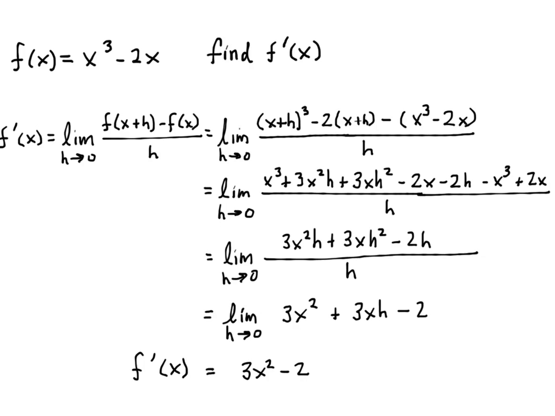Excuse me? What happened to the middle term? The middle term, remember we're taking a limit as h goes to 0. So as h goes to 0, 3xh turns to 0. Okay? And this one, of course, doesn't involve the h anymore because the h is canceled out.